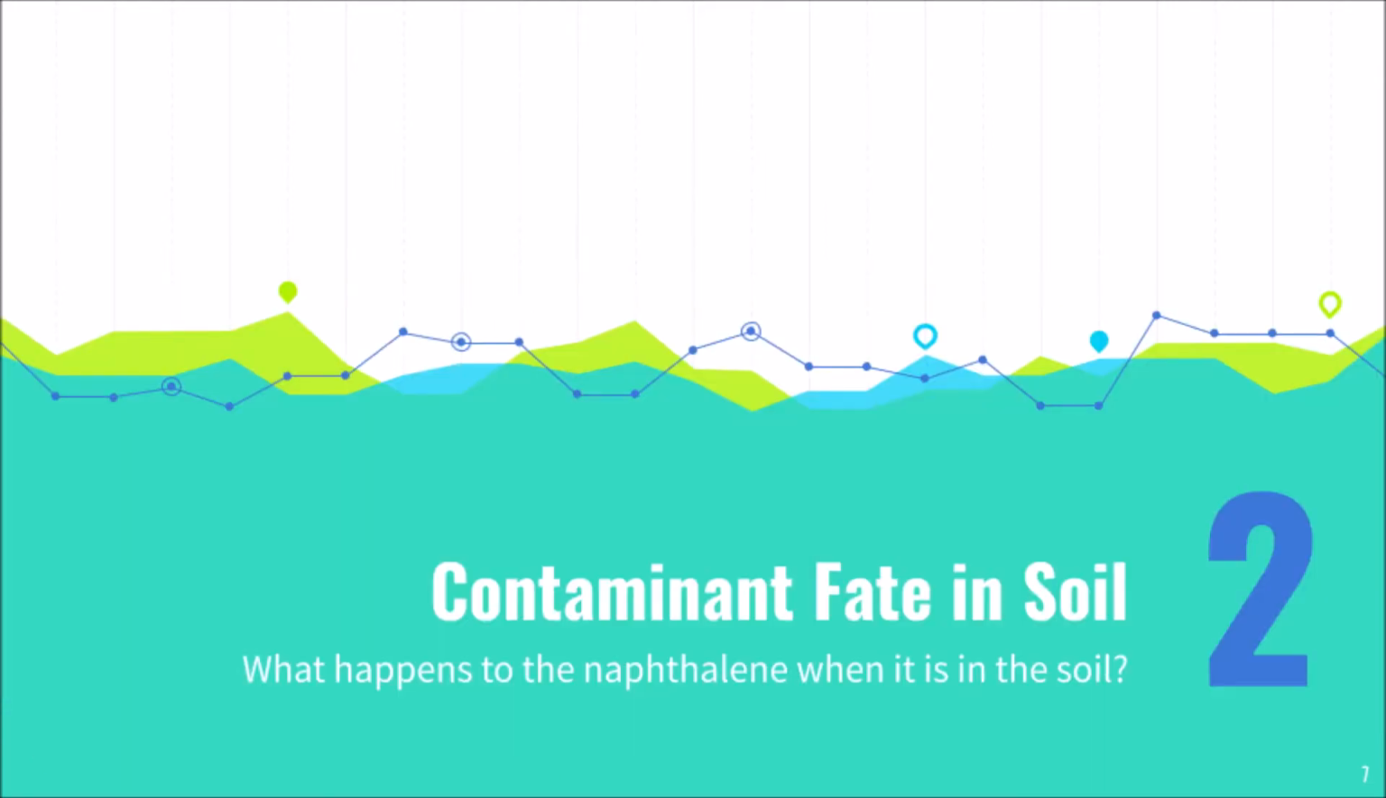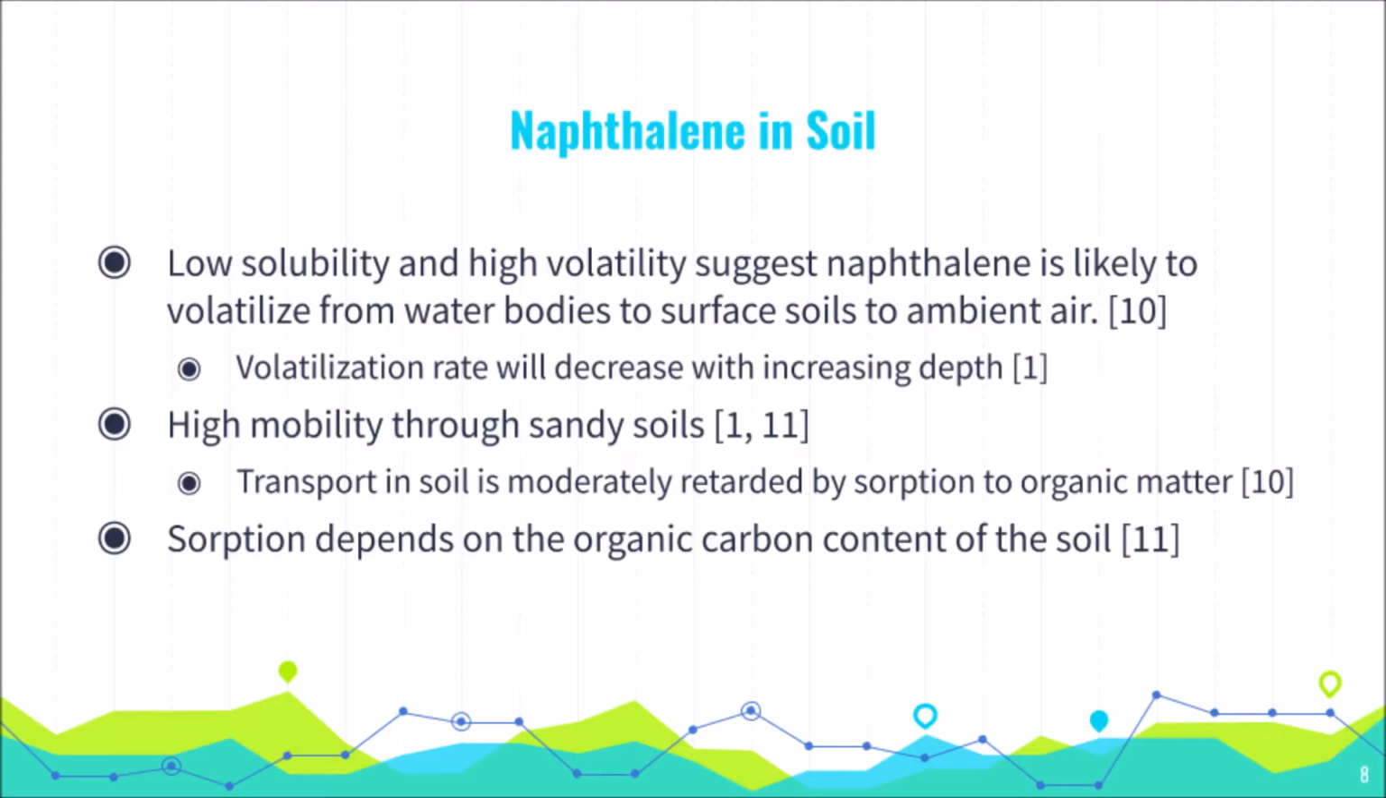Next, we're going to talk about what happens to naphthalene when it is in the soil. Because naphthalene has a low solubility and high volatility, naphthalene will volatilize from water to surface soils to the ambient air, and this volatilization rate will decrease with increasing depth. Naphthalene also has high mobility through sandy soils, and the transport in soils can be slowed down by sorption, which is dependent on the organic carbon content in the soil.